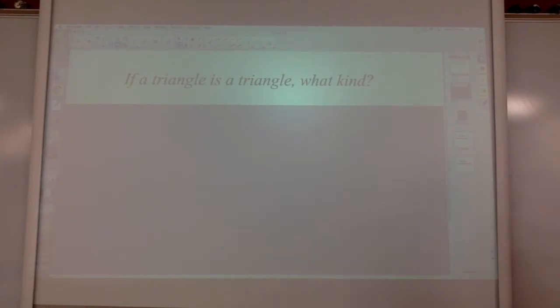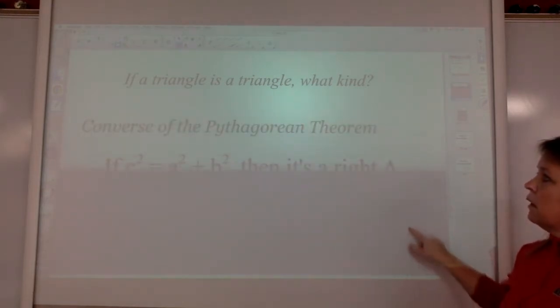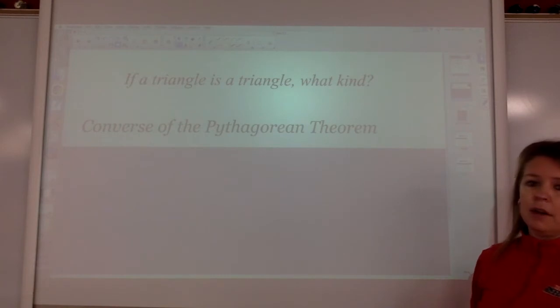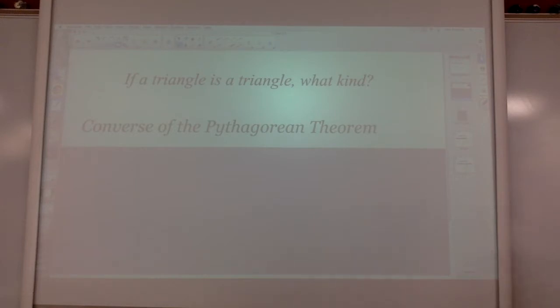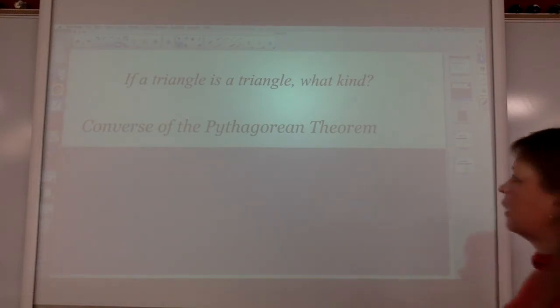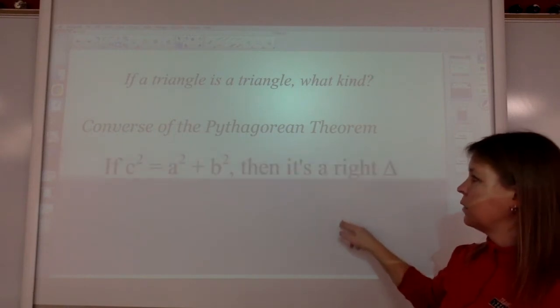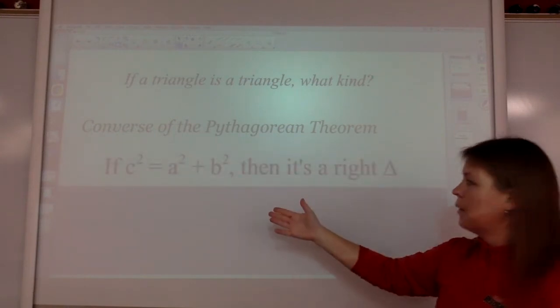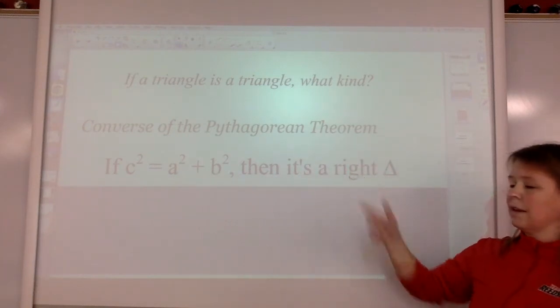Once you know that the triangle is a triangle, what kind is it? So you already know the Pythagorean theorem. Now we're working on the converse of the Pythagorean theorem. We've done converses before. We kind of switched the order. You know that if you have a right triangle, then a squared plus b squared equals c squared. We're going to go the other way around. If c squared equals a squared plus b squared, then it's a right triangle.